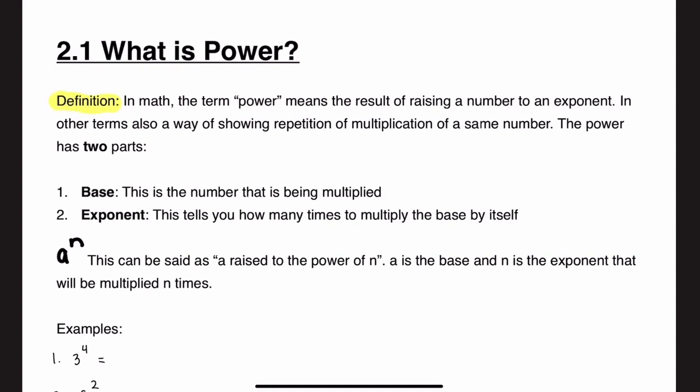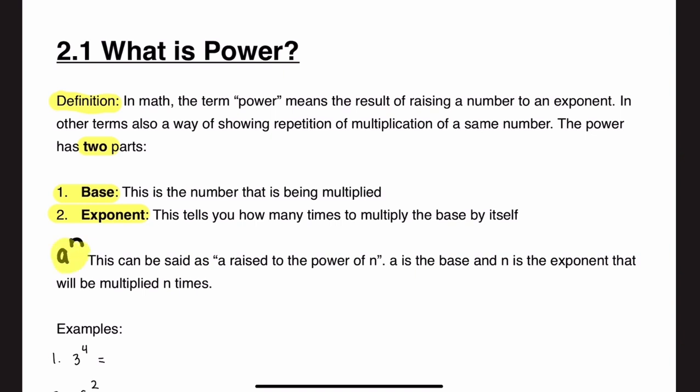Our definition here says, in math, the term power means a result of raising a number to an exponent. In other terms, it's also a way of showing repetition or multiplication of the same number. The power has two parts. The first part is a base, and this tells you that this is the number that is being multiplied. The second part is our exponent, which tells you how many times to multiply the base by itself.